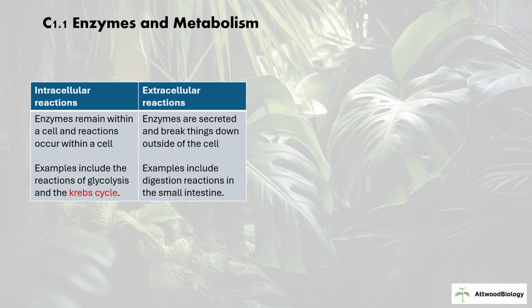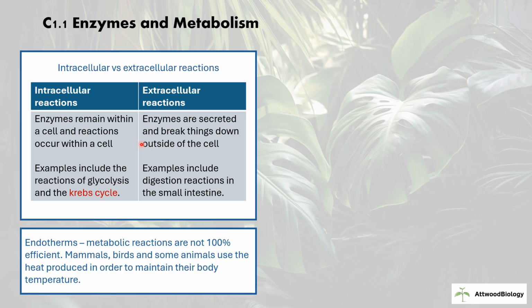Okay, we've got intracellular and extracellular reactions. So within intracellular reactions, enzymes remain within a cell and the reaction occurs within the cell. Examples of this include glycolysis and Krebs cycle within respiration. And then some enzymes are secreted and break things down outside of the cell. So examples of this include digestion reactions in the small intestine. So for example, the digestion of starch within the small intestine by pancreatic amylase.